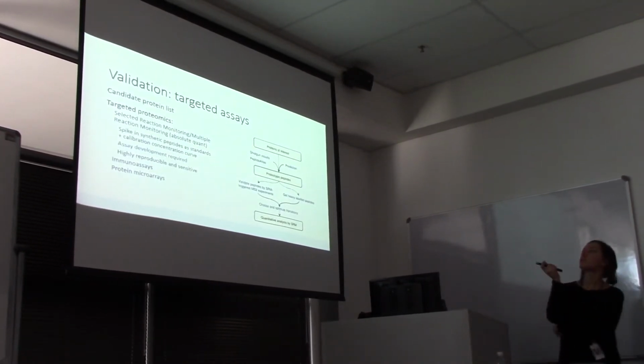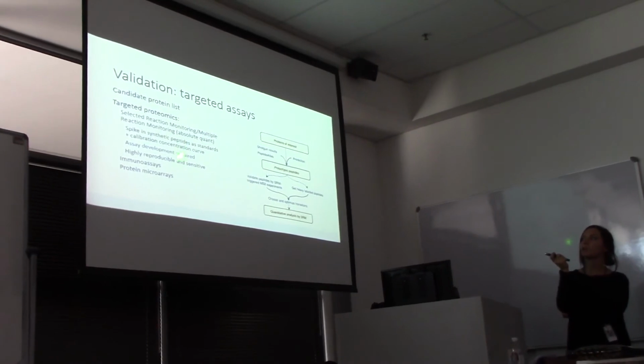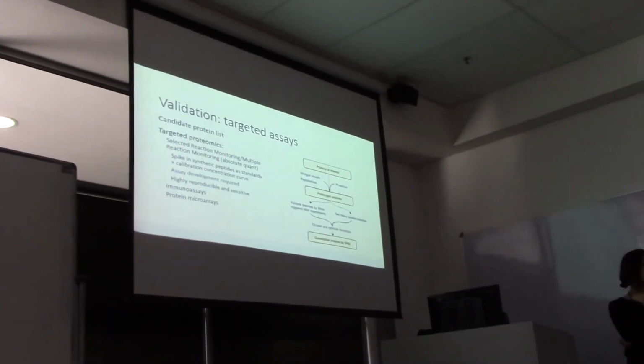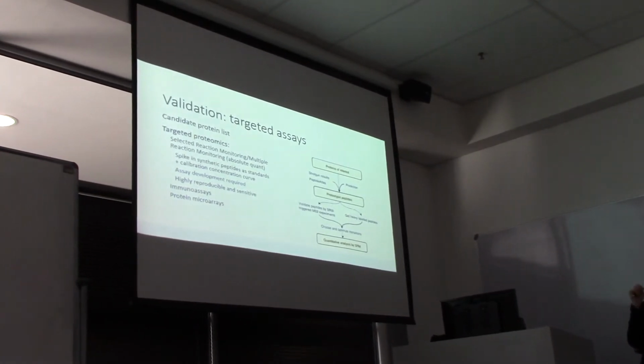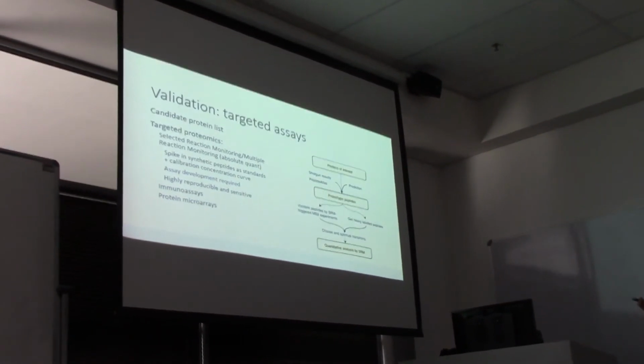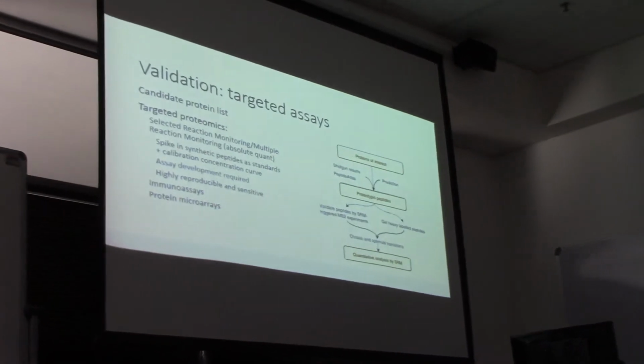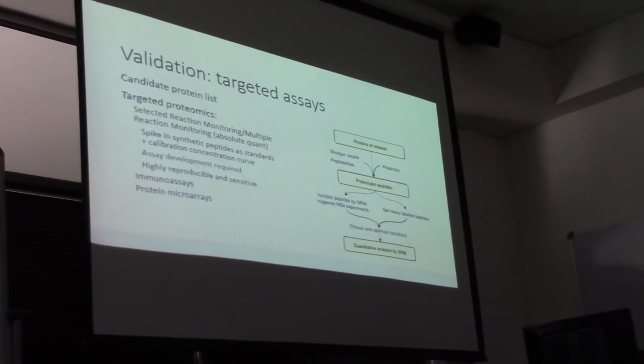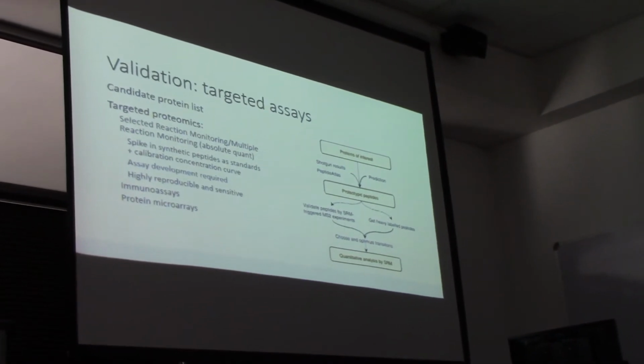So for validation, we use targeted assays. Now you've come up with your candidate protein list, you've done your statistical analysis, you have these fold changes that look really good, you've got your list of, say, 10. You need to now do a targeted proteomics. So there are immunoassays and protein microarrays. I'm not really talking about them today. They are there, very powerful. Western blots.